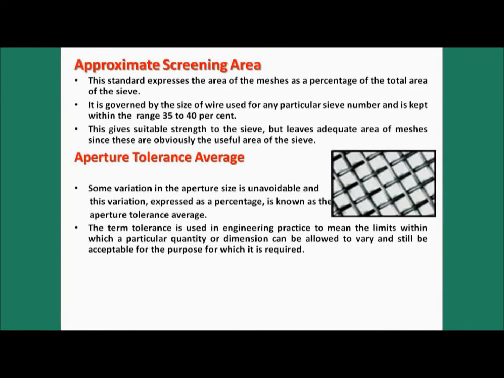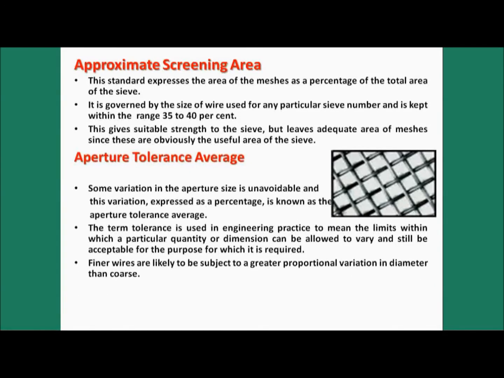The term tolerance is used in engineering practice, pharmaceutical engineering practice, to mean the limits within which a particular quantity or dimension can be allowed to vary. Suppose we have sieved a particular powder, we have got some result. Now this can be easily correlated with the aperture tolerance average. Suppose the aperture tolerance average is 2%, it means 2% of the powder may have different size, which may be due to difference in the size of the aperture, right?